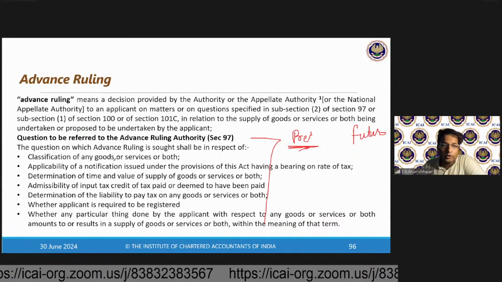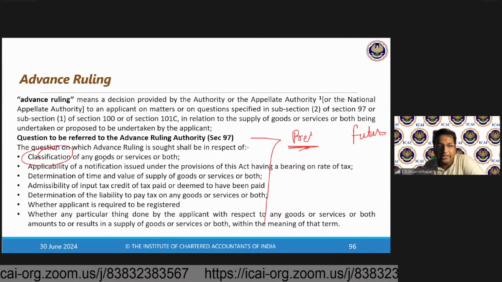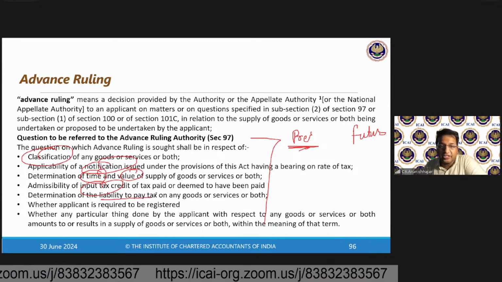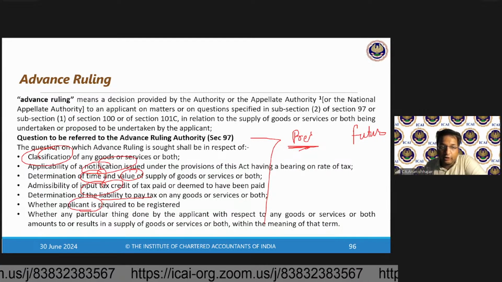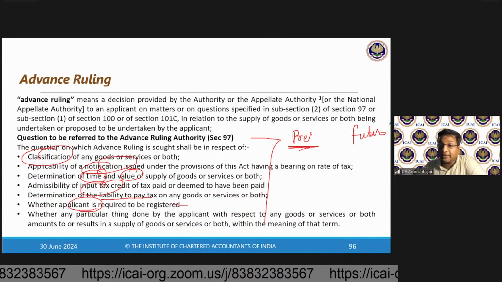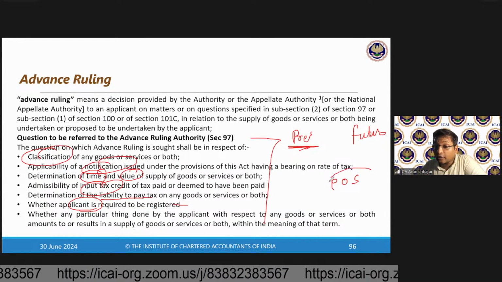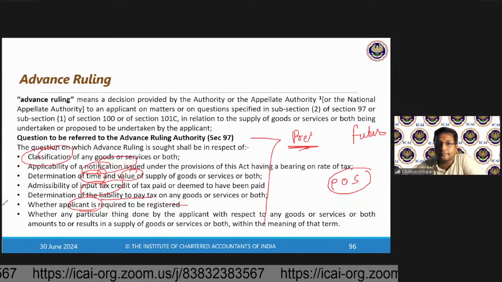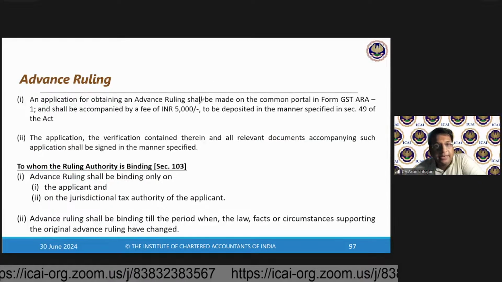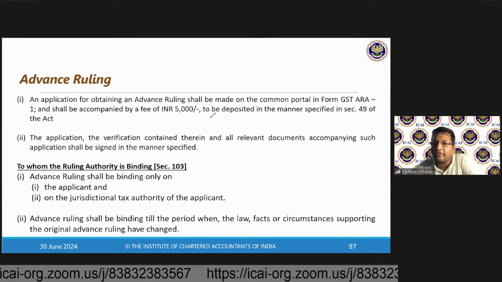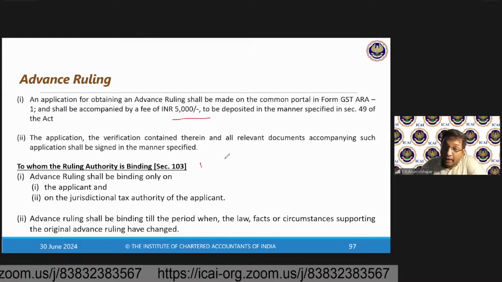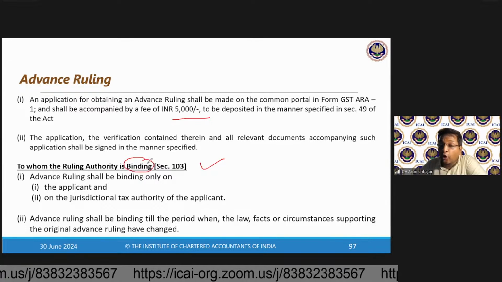What are the questions? Questions can be classification, applicability of the notification, time of supply, value of the supply, ITC, determination of the liability to pay the tax, whether the applicant is required to be registered, or whether my transaction is a supply or not. It means you cannot ask the question with respect to place of supply. The application can be made in ARA 01 with the fees of 5,000 CGST, 5,000 SGST, total 10,000. Once the order is given by the authority, that decision is binding on two persons.